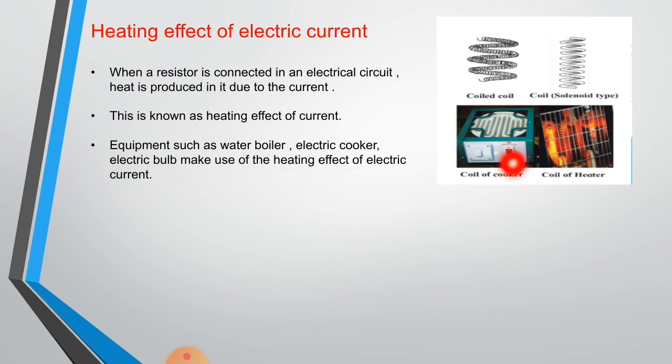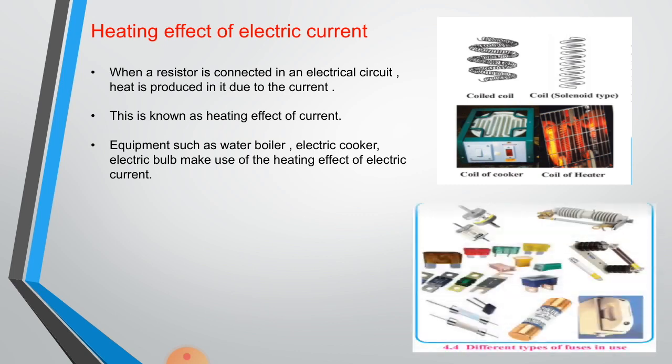These are some types of coils which are used in different kinds of instruments. A coil made up of an alloy nichrome is used in an electric heater or cooker as a resistor, while a tungsten wire is used in an electric bulb.